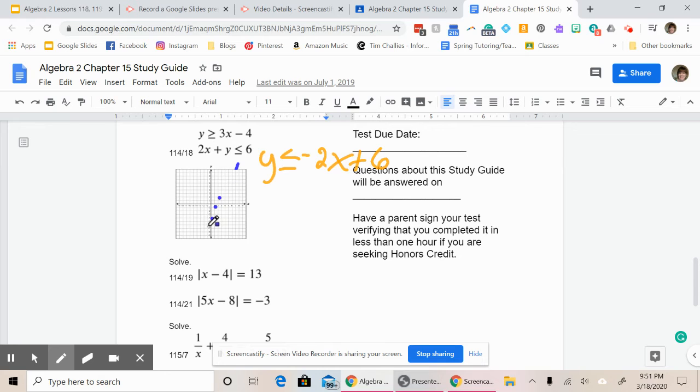I put my pencil on the line. I go vertically upward for y to be greater than, which puts me on that side. I'm going to shade everything on that side of the line.